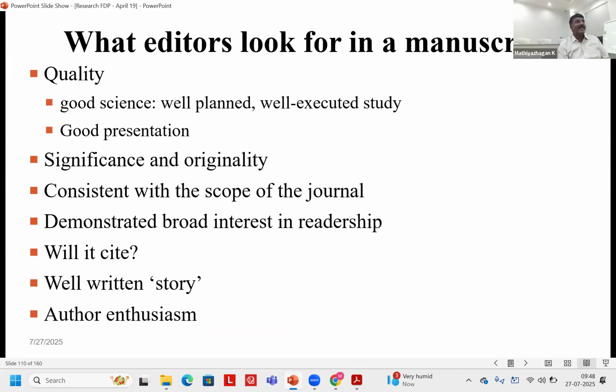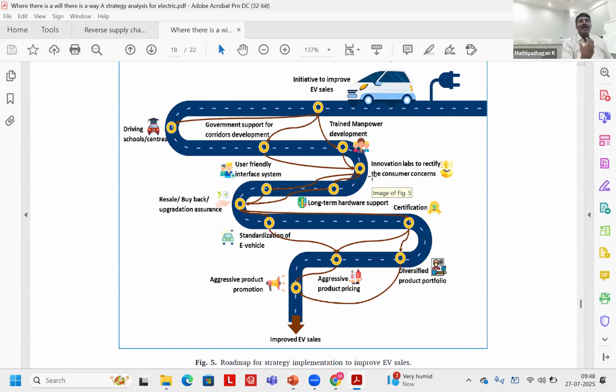What about the second point here? Significance and originality. Okay, what is our originality here? Very simple. If we are making a proper strategy to improve electrical vehicle sales, it doesn't mean that we introduce electrical vehicle sales in India. Already electrical vehicles are available in India. They are following different strategies. We are prioritizing some strategies better. That's all. So what is my contribution there? Originality: just to find out the best strategy. That's all. If you are clear about this in your mind, then the paper will be very nice.